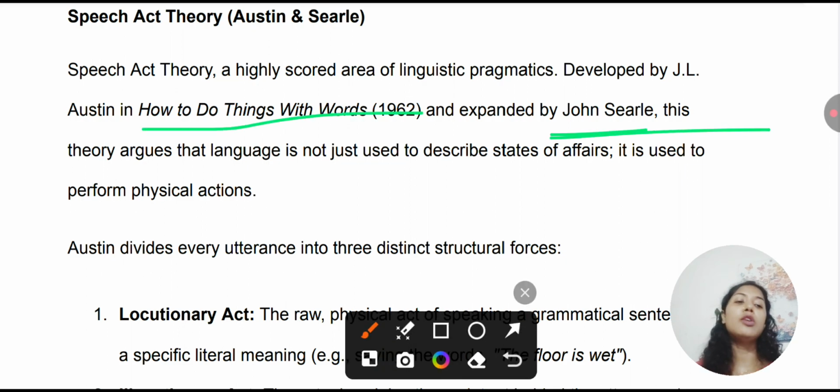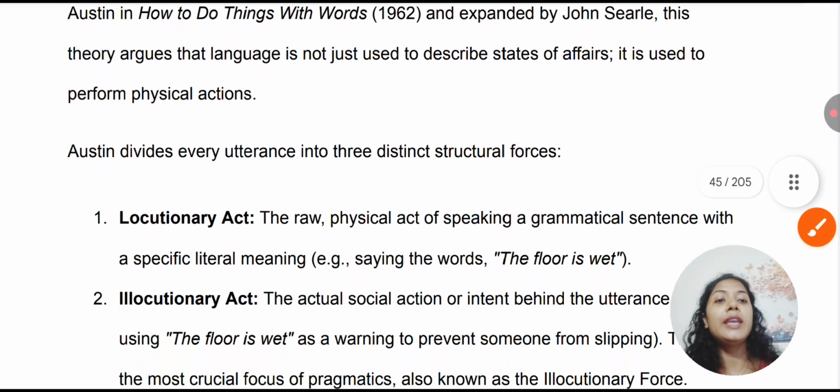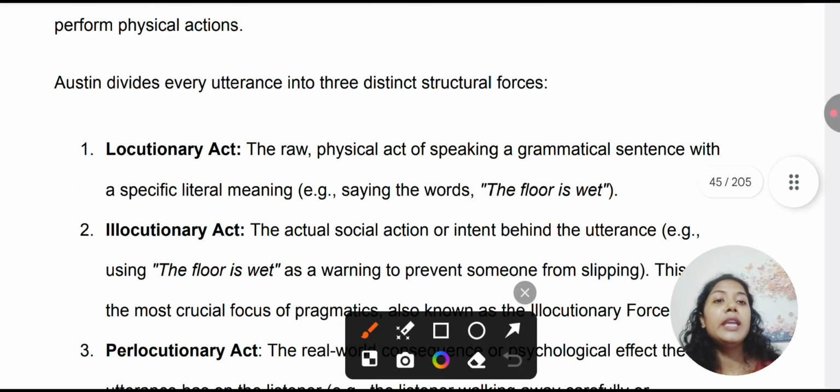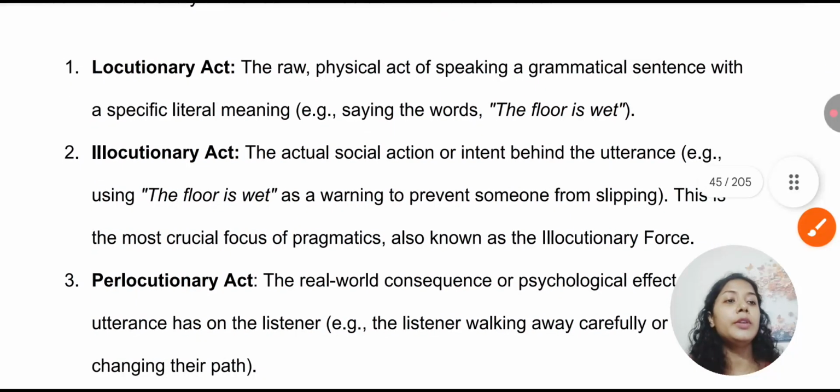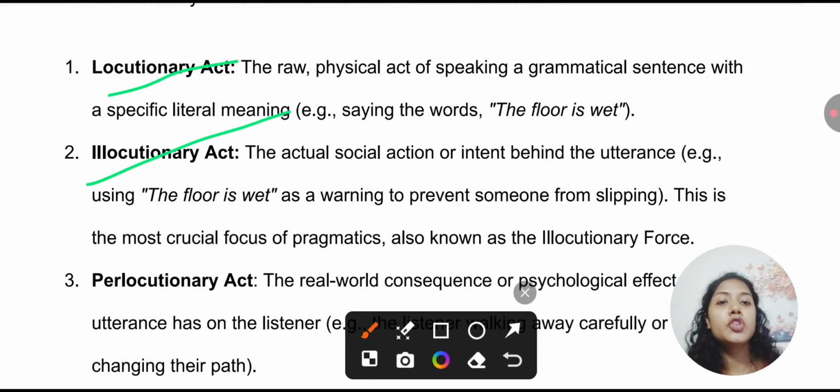In the work How to Do Things, 1962, he talked about what speech should actually be, what your intention should be, and what the effect on the listeners should be. He categorized this into three distinct structural forces, which we are going to study here: locutionary act, illocutionary act, and perlocutionary act. So locutionary is simply what you said. आपने कुछ भी कह दिया, खत्म. But illocutionary shows your intention, by which intention you are trying to say something.